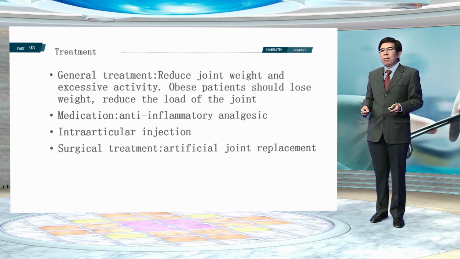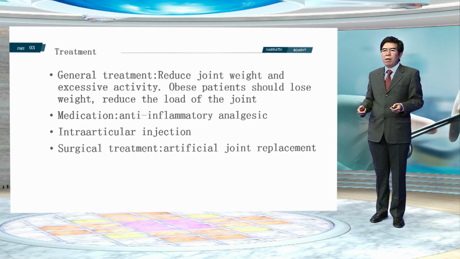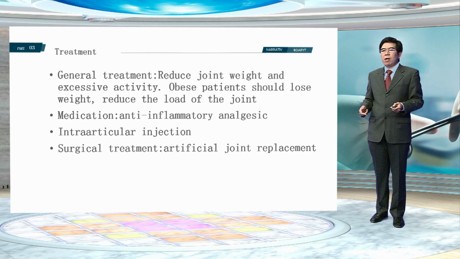And the treatment should be the general treatment. That means to reduce the joint weight and excessive activity, etc. The medication should be anti-inflammatory analgesics, intra-articular injection, and surgical treatment. That means we can use artificial joint replacement.